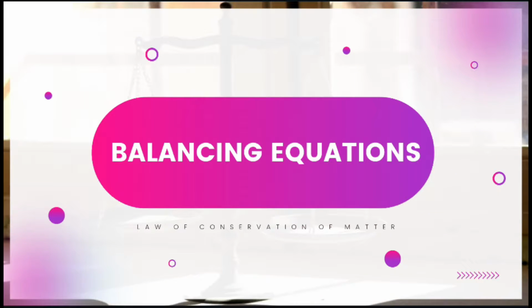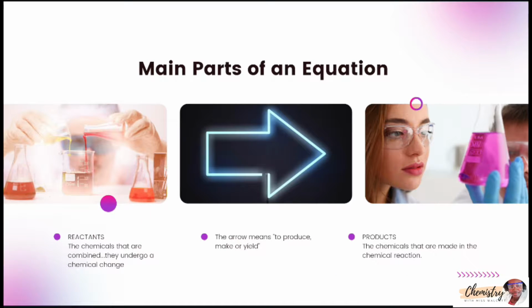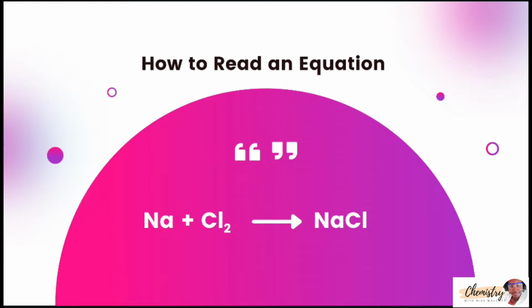In this video, we will practice how to balance chemical equations. A chemical equation is a sentence which gives us some information about a reaction. It has three main parts: the reactants, or the chemicals that we start with, an arrow, which means to produce or to form, and then the products, which are the chemicals that are formed from the reaction. So it reads, for example, sodium and chlorine forms sodium chloride.